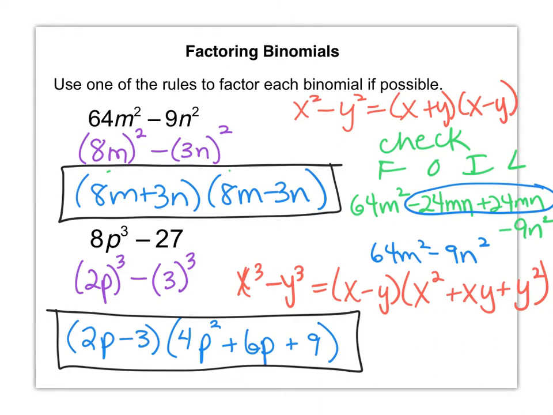Starting off with a difference of two cubes, the binomial factor is 2p minus 3, and the trinomial factor is 4p squared plus 6p plus 9.